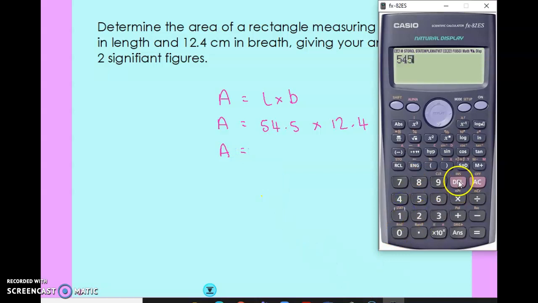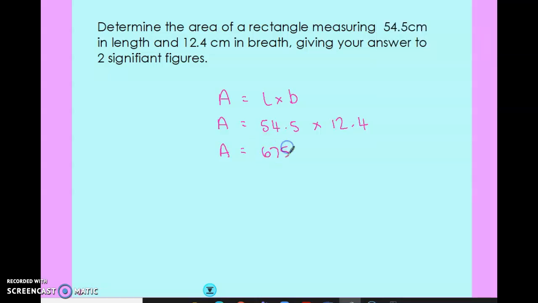It's 54.5 times 12.4 is, and if you haven't used a calculator like this before, this SD button here changes it from a fraction into a decimal for you. So it's 675.8 centimetres squared, because it's area, per centimetres squared. That should be a 2, not a scribble. There we go, that's better.